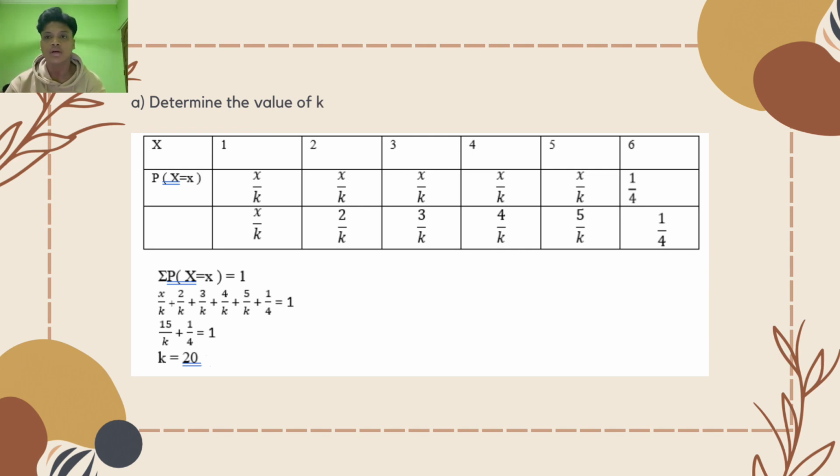Firstly, we create a table to find the value of the probability of s. After we get the probabilities, we add them all and set the sum equal to 1. Then we get 15/k plus 1/4 equals 1. And lastly, we get our answer: k equals 20.